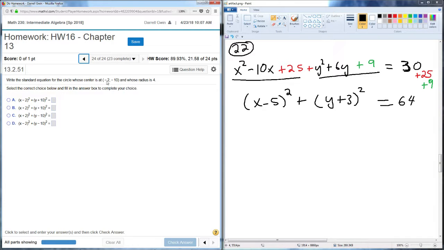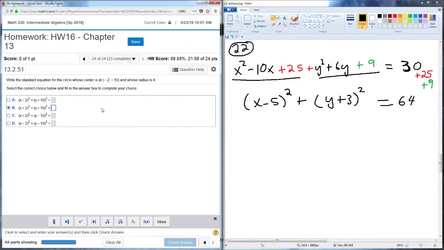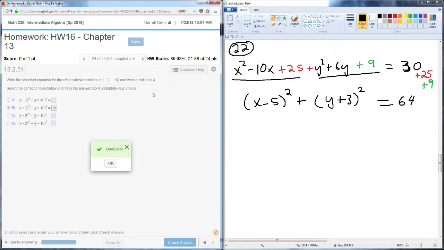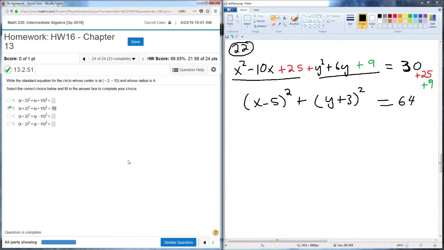Let's see. So 2, 10, 2, 10. So it's not a negative 2 because they're supposed to be opposites. It's not a negative 2, and it's not a negative 10 because it's supposed to be opposite. And radius is 4, that means 4 squared is 16. Should be it. There we go. All done.